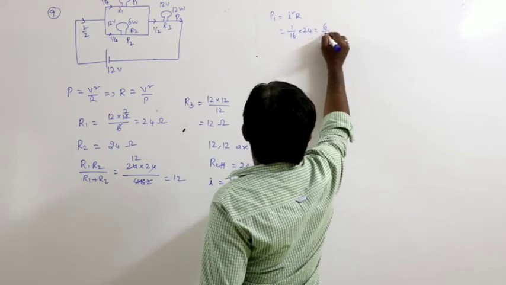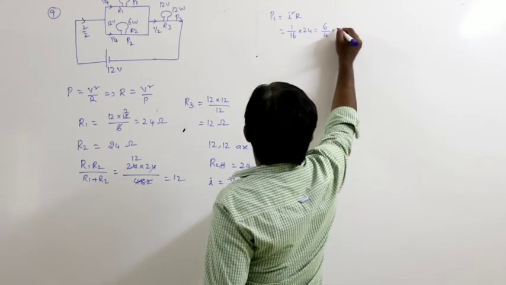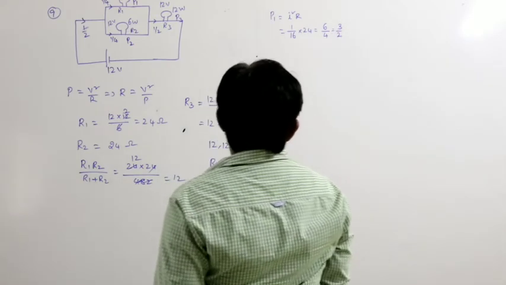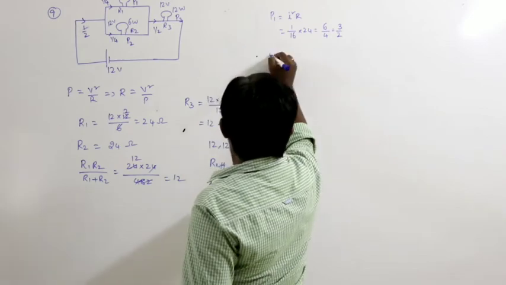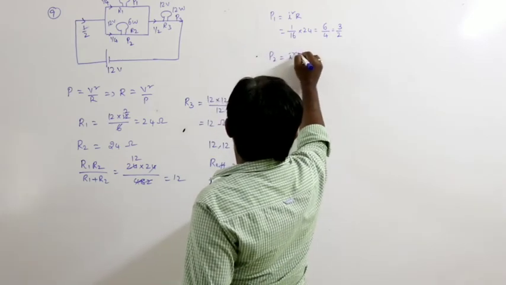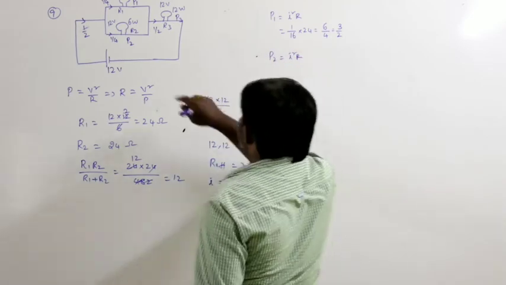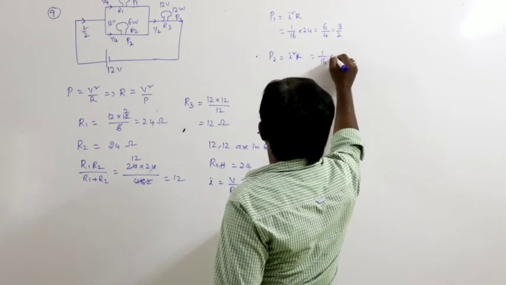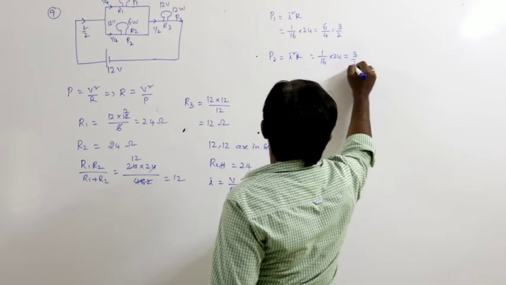P1 is 3 by 2. Similarly P2 is also I square R. What is I here? 1 by 4. That is 1 by 16 into resistance 24, so 3 by 2.